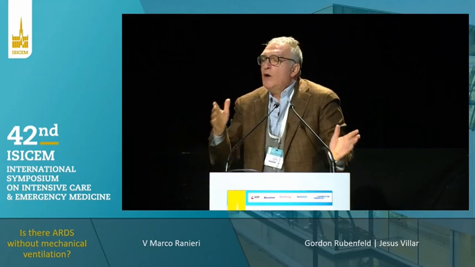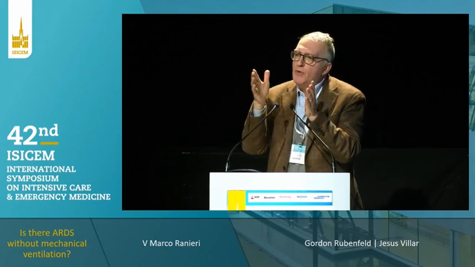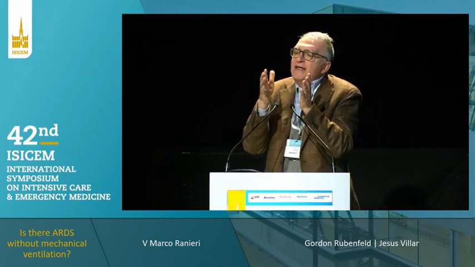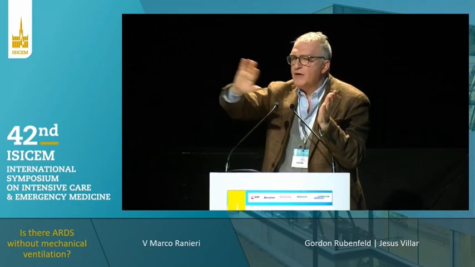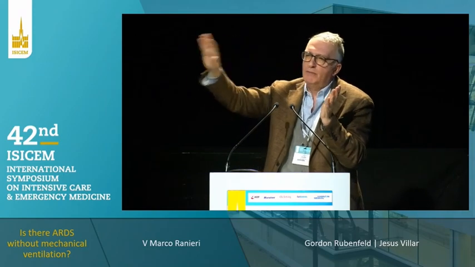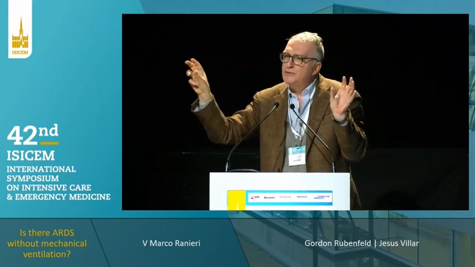On the other hand, if I design a randomized controlled trial on ECMO and I include patients that have a PF ratio of 300, forget the ethical aspect, but the mortality at 300 is not the same as at 100.